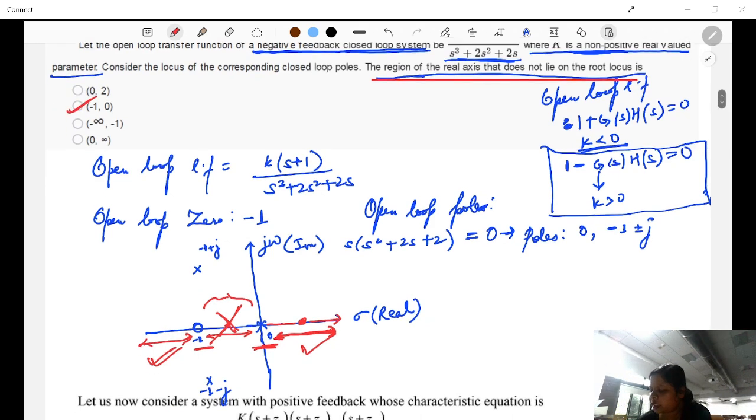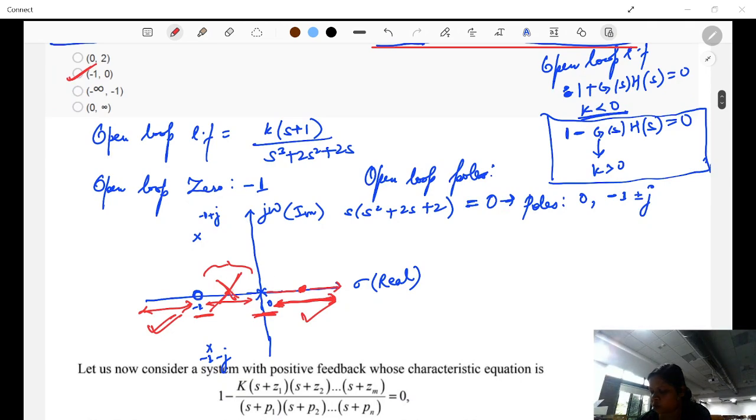Okay, so from here you know that there cannot be anything between this going on the real axis.